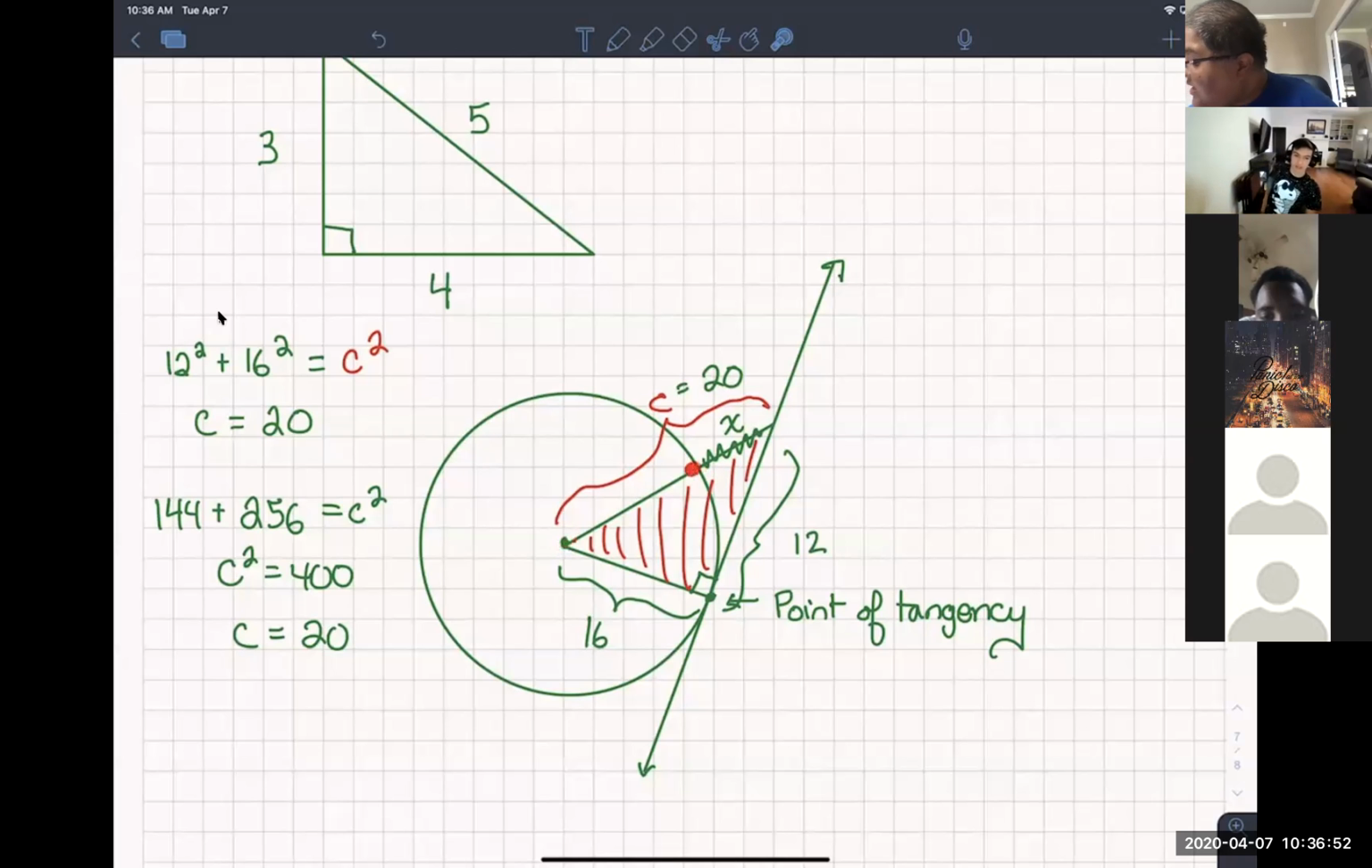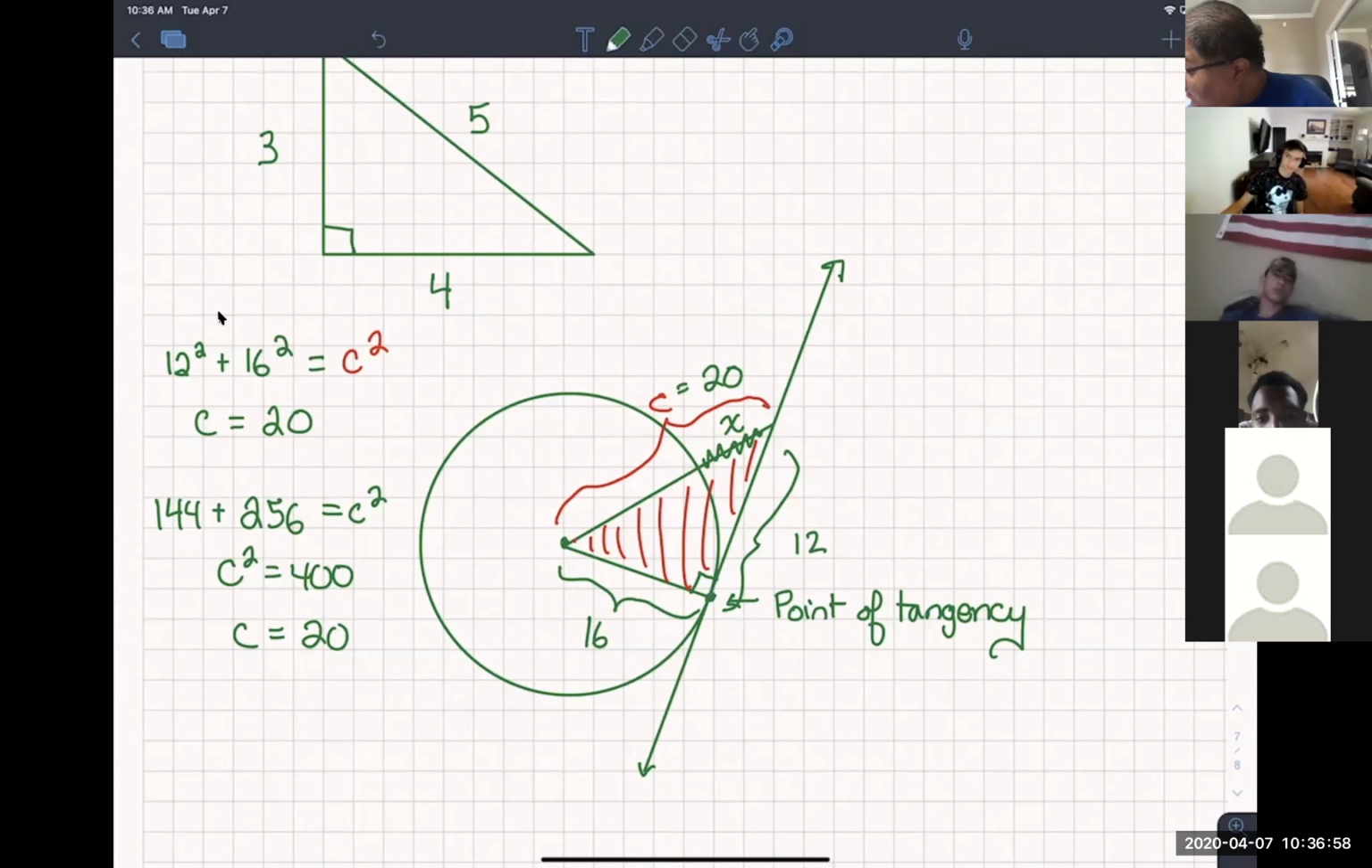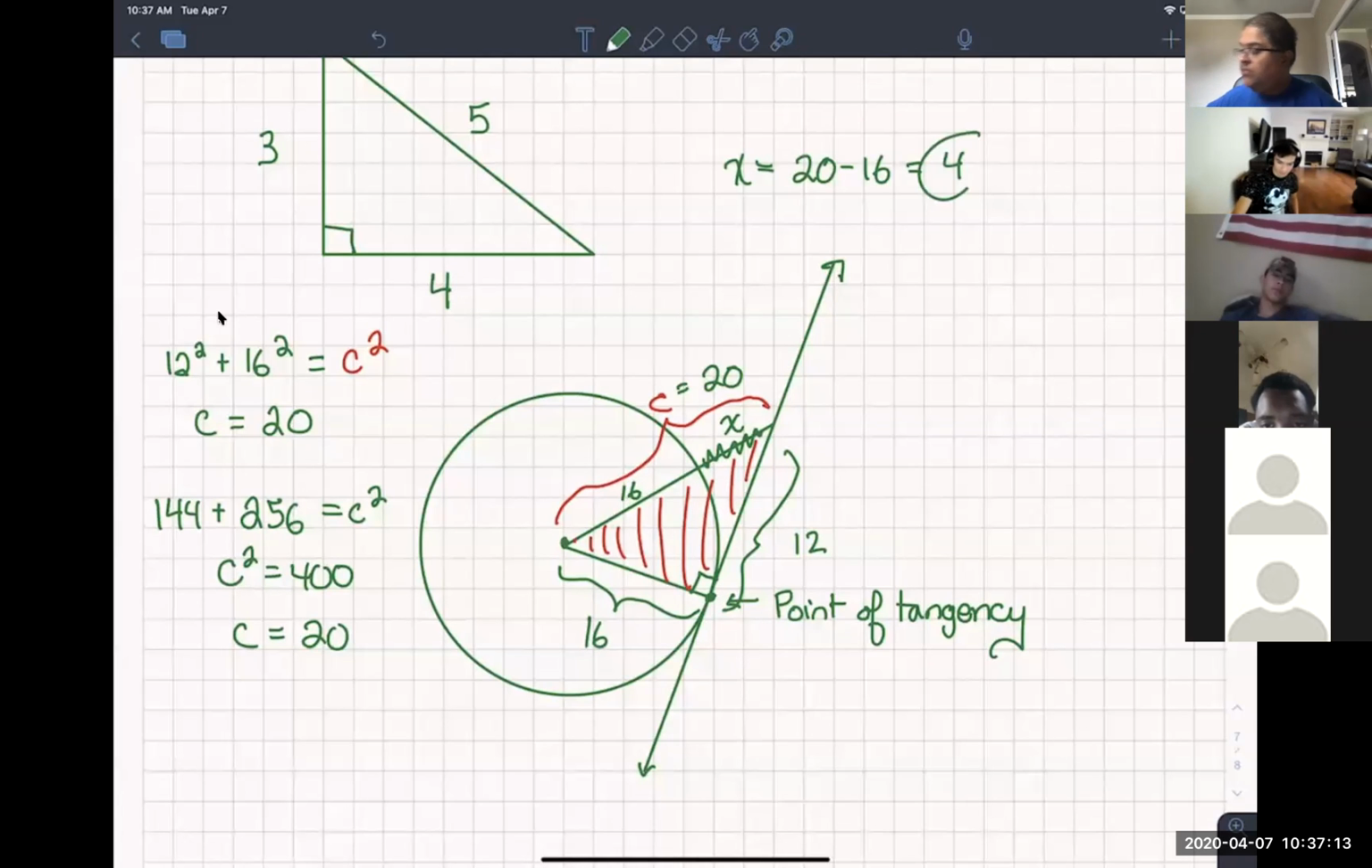How do I know? Because it's also a radius. Remember, in a circle, all the radii are the same. So if from here to here is 16, then from here to here is also 16. So that makes this piece 20 minus 16.